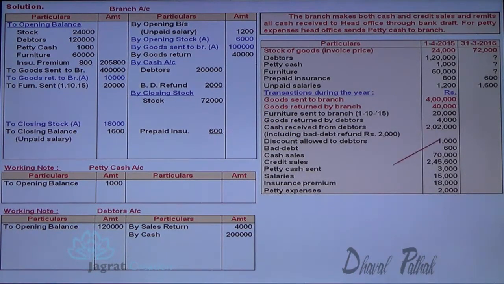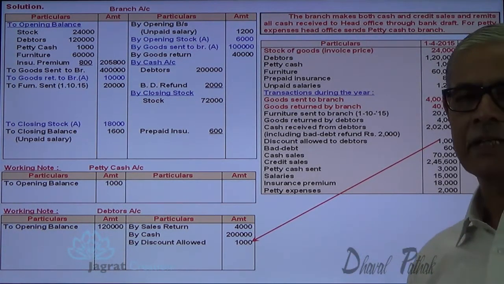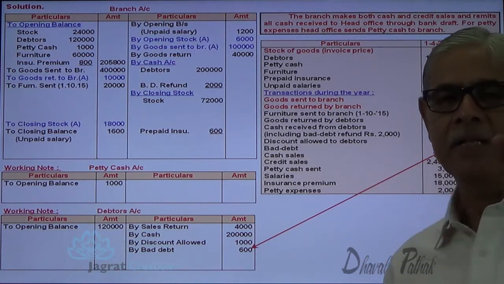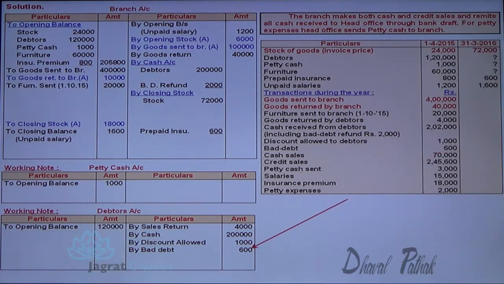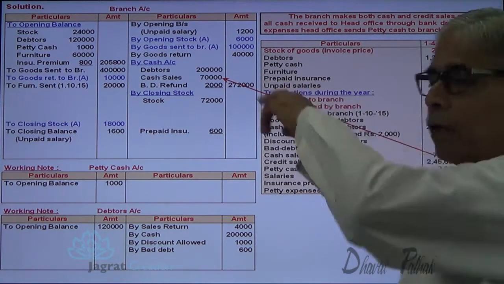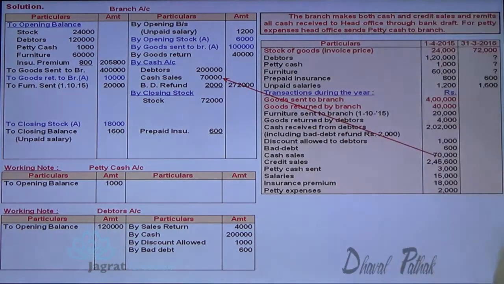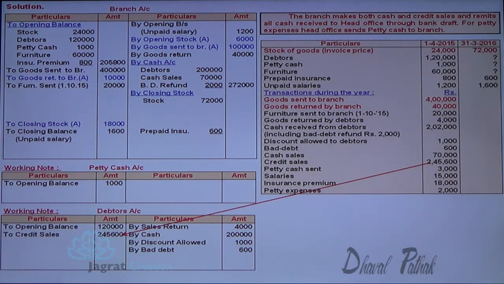Now, next, discount allowed to debtors. It is a transaction between branch and debtors, customers, not recorded in branch account, but recorded in debtors account. Now, cash sales. Cash sales is recorded in the credit side of branch account because cash sales remittances occur to the HO. Then comes credit sale. In a working note for debtors, credit sale is debited.